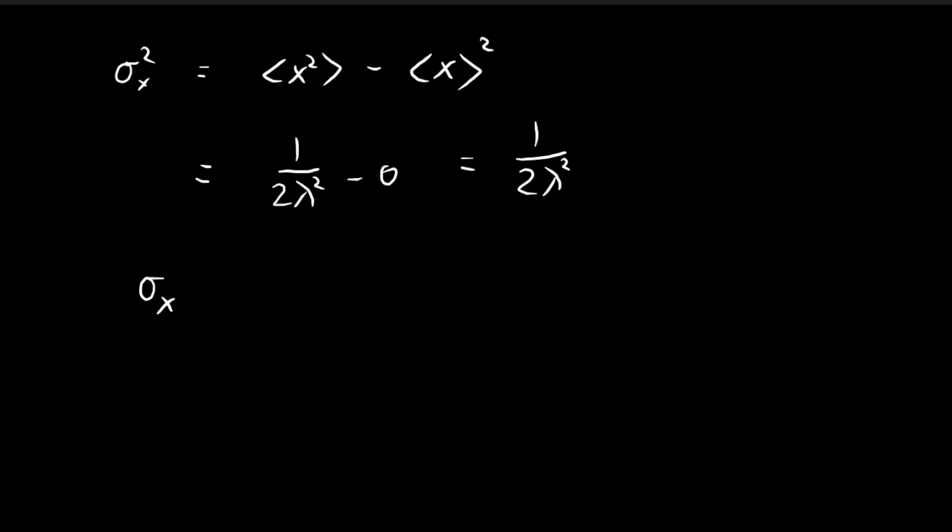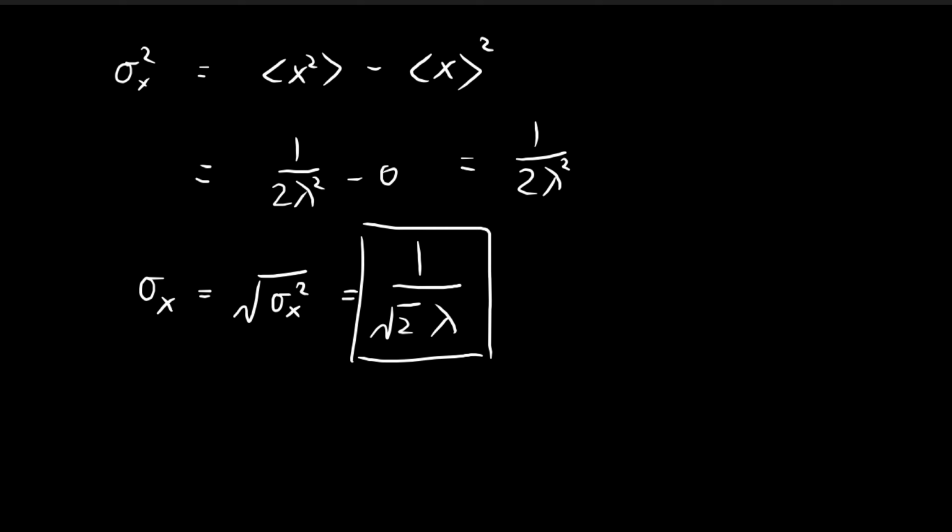So that means the standard deviation, which is just the square root of the variance, is equal to 1 over square root of 2 times lambda. So this is your answer. This is your standard deviation.